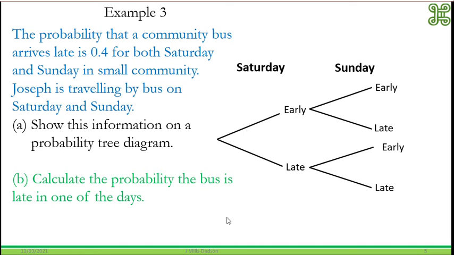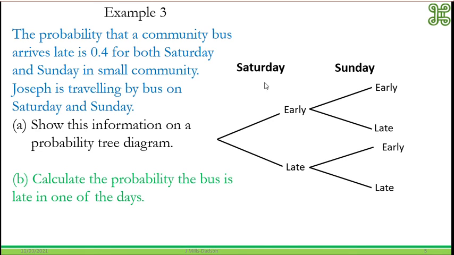Example 3. Pause the video and read the question. Okay, so the probability that the community bus arrives late is 0.4 for both days, Saturdays and Sundays. Joseph is traveling by bus on Saturday and Sunday. Complete the information, then calculate the probability that the bus is late in one of the days.